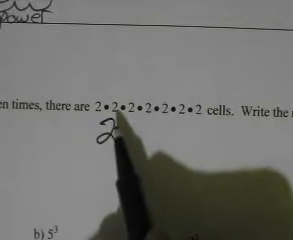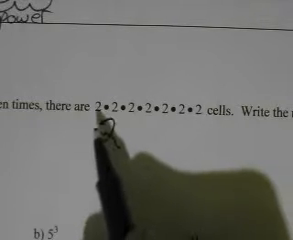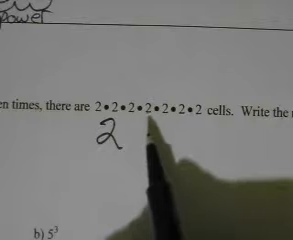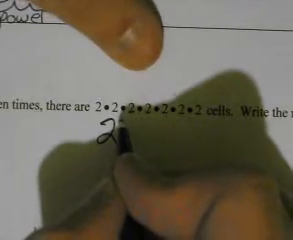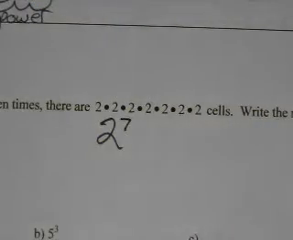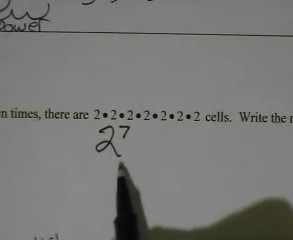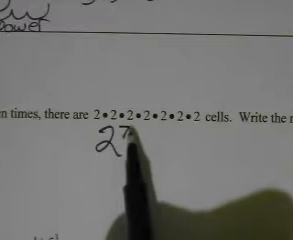But how many 2's are there? The number of 2's is the exponent. 1, 2, 3, 4, 5, 6, 7. So the exponent here is 7. That is our power: 2 to the 7th power.